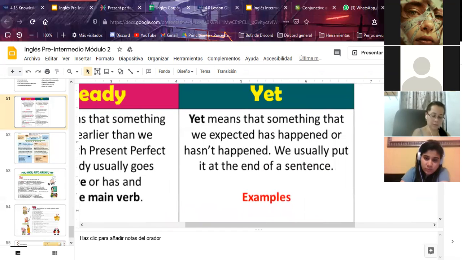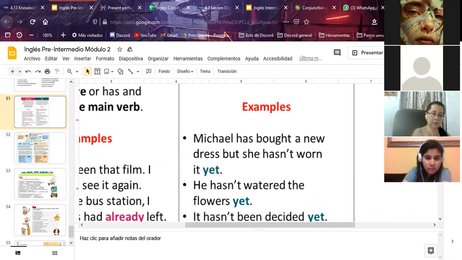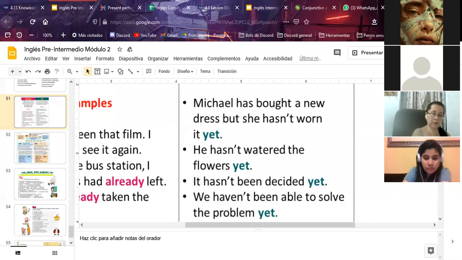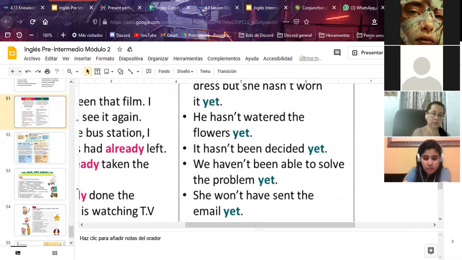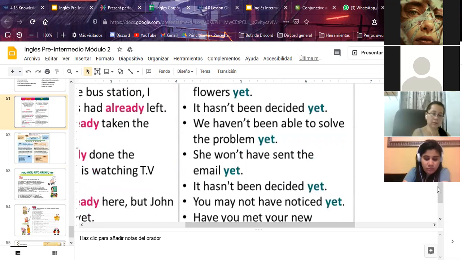On the other hand, we have yet. Yet means that something that we expected has happened or hasn't happened. We usually put it at the end of a sentence. We have, for example, Michael has bought a new dress, but she hasn't worn it yet. He hasn't watered the flowers yet. Okay. It hasn't been decided yet. We haven't been able to solve the problem yet.